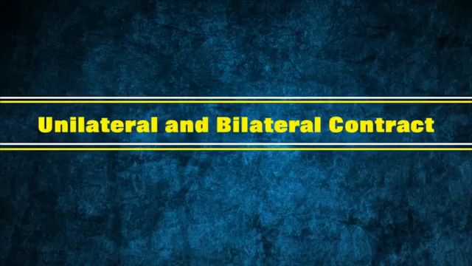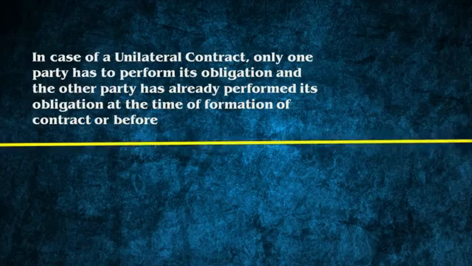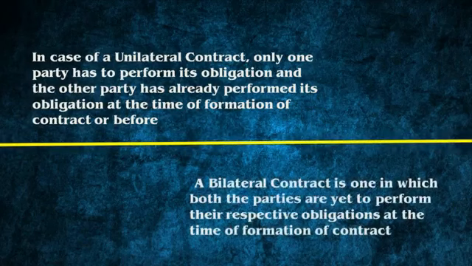Unilateral and bilateral contract. In case of a unilateral contract, only one party has to perform its obligation and the other party has already performed its obligation at the time of formation of contract or before. A bilateral contract is one in which both the parties are yet to perform their respective obligations at the time of formation of contract.